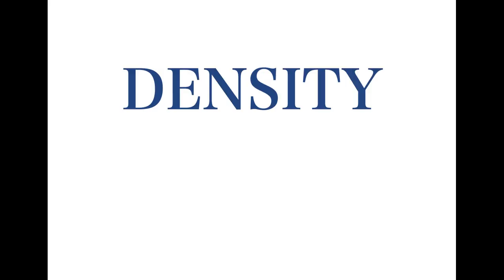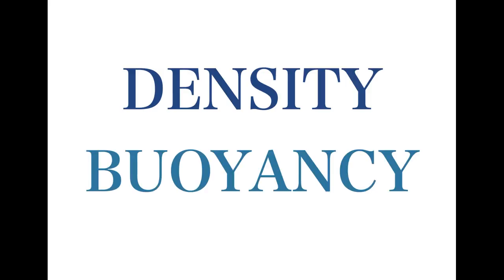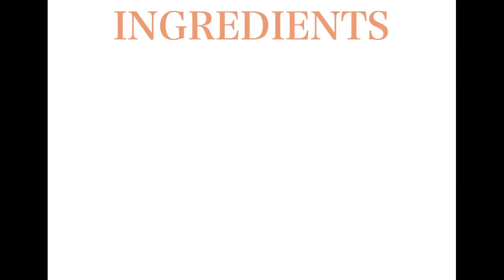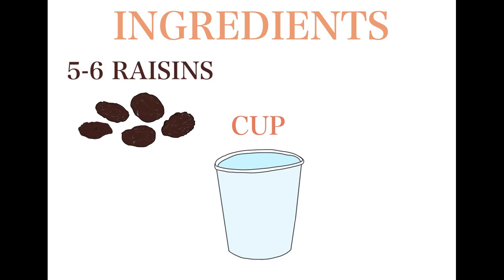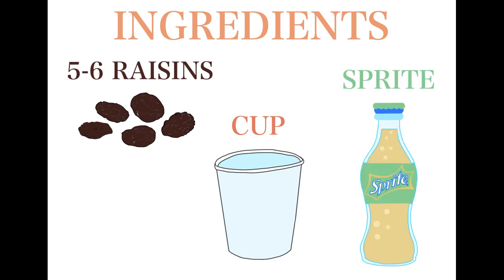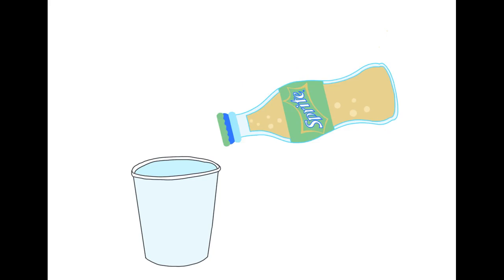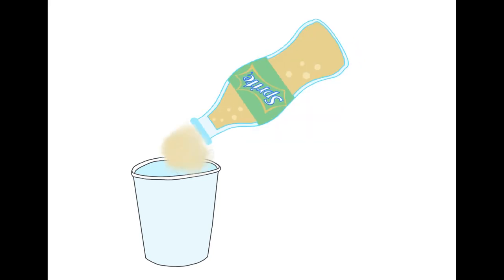This is the Raisin and Sprite experiment. This experiment will help you to learn about the concept of density and buoyancy. The only ingredients you will need for this experiment are a cup that you can see through, 5 to 6 raisins, and some Sprite. You need enough Sprite to fill up your cup 3/4 of the way.